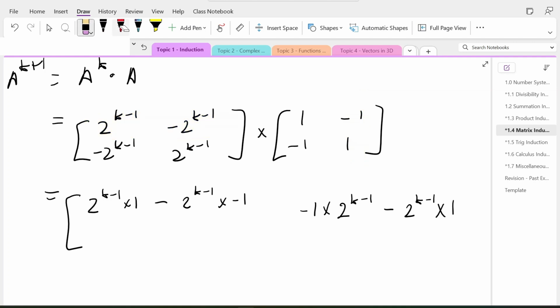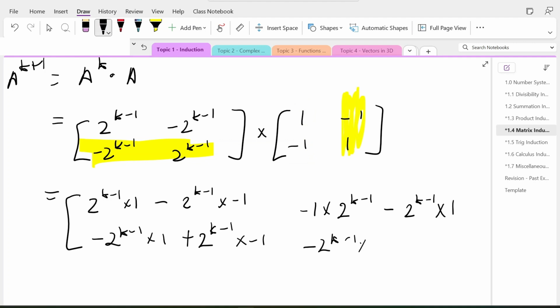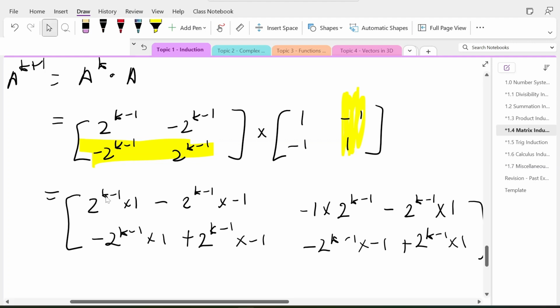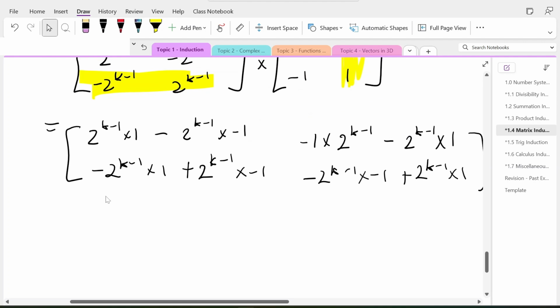Next term, we're going to do the bottom row to get that. So we're going to be doing minus 2 to the K take 1 times 1, and then plus 2 to the K take 1 times minus 1. And then for our last term there, we're going to have minus 2 to the K take 1 times minus 1, and then 2 to the K take 1 times 1. Now this looks pretty awful, except it is going to simplify down nicely.